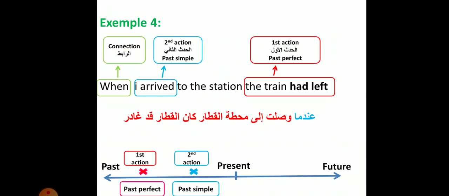Also, for the fourth example, when I arrived to the station, the train had left. Here we change the order. Okay, we start with the connection, and then with the second action, which we conjugate in the simple past. When I arrived, verb to arrive in the simple past, to the station, the train had left. The train had left is the first action. Okay, and we conjugate it in the past perfect. When I arrived to the station, the train had left.